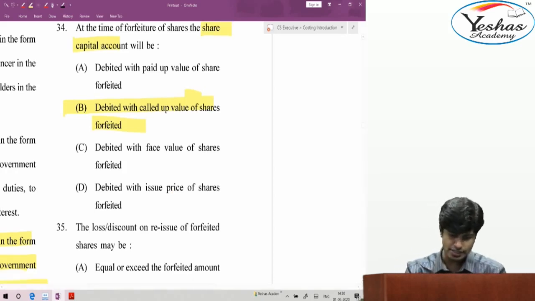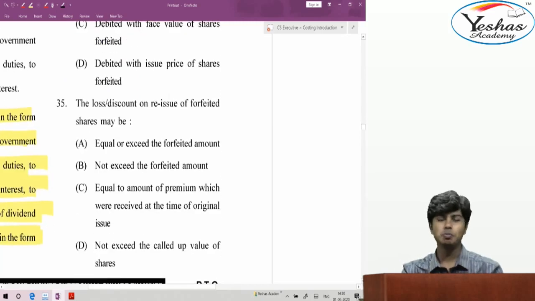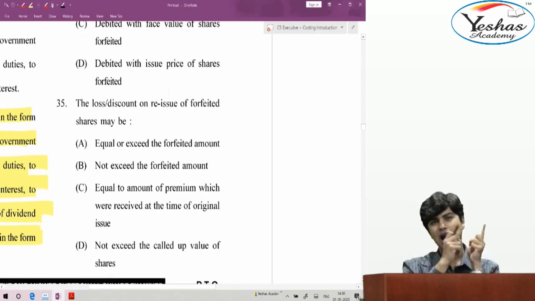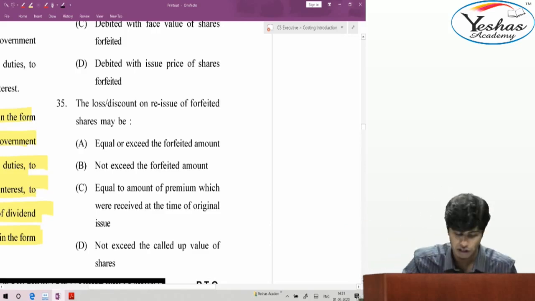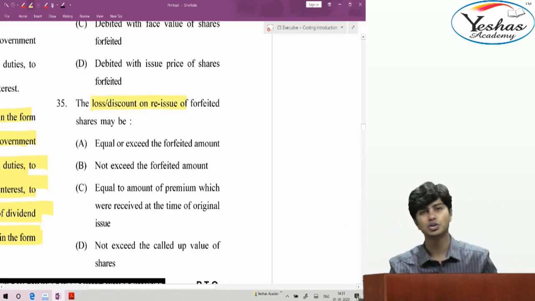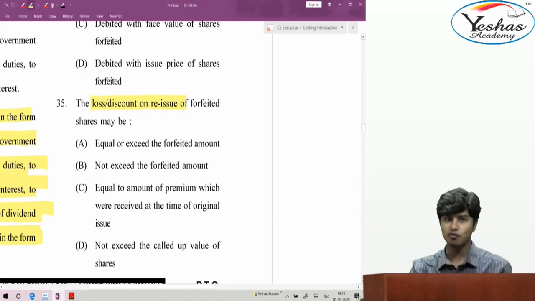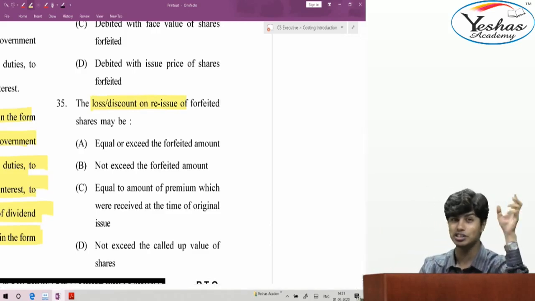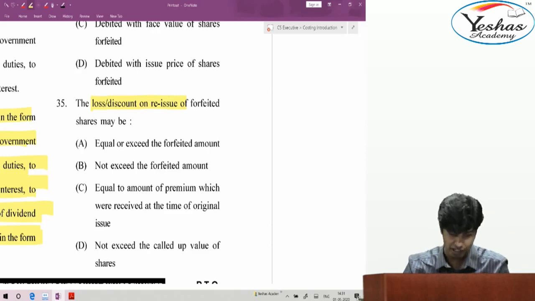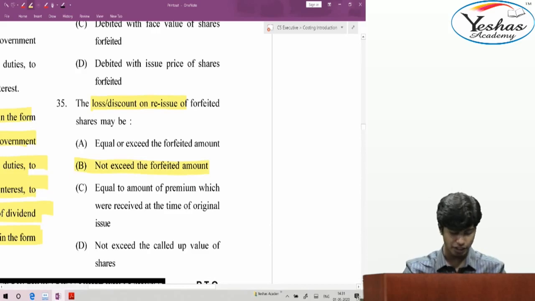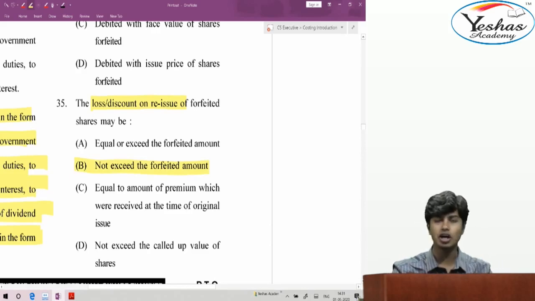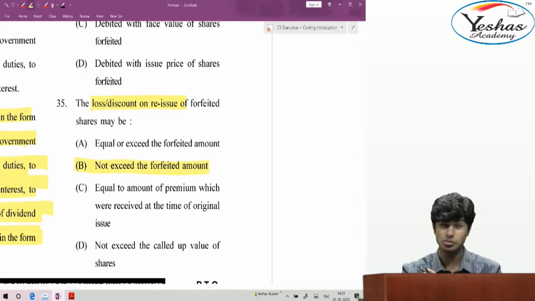The loss or discount on reissue of forfeited shares should be adjusted against the money that is previously collected. That money previously collected is amount paid up. Amount paid up is transferred to share forfeiture account. On reissue, the discount will be adjusted against the share forfeiture, and the balance will be our profit. So loss or discount on reissue should be adjusted against the balance in share forfeiture account, and it cannot exceed the balance in share forfeiture. That's the concept of minimum reissue price that we arrived at. So it should be equal but not exceed. Basically, it should not exceed the forfeited amount. So the 35th one, the answer should be B. Done? That's the concept of minimum reissue price.